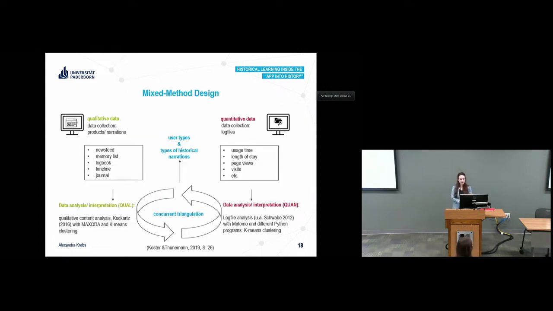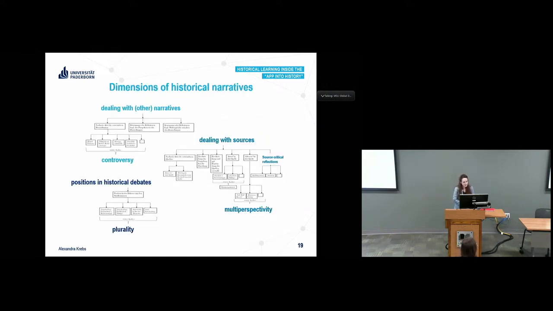What kind of narrations did students write in the application? I analyzed how students deal with other narratives on the web, because if you see the Wikipedia page or the Bethel homepage, it is quite different, and also controversial. I also analyzed how they deal with historical sources, and for example, if they have also used source critical reflections. And I also analyzed the positions in the historical debate. So I analyzed if there is a plurality.